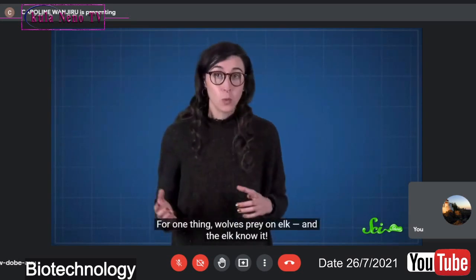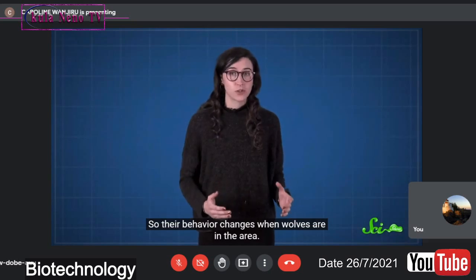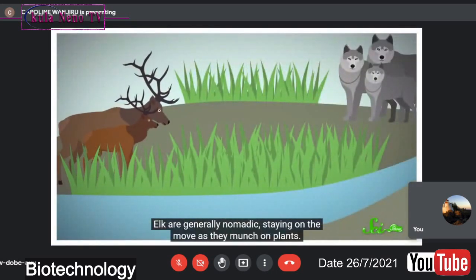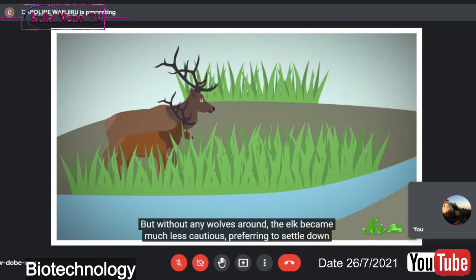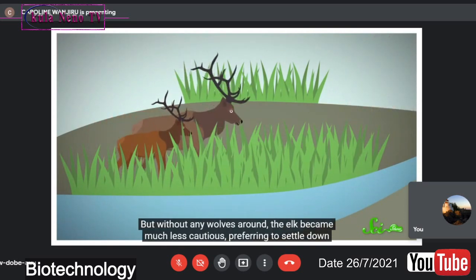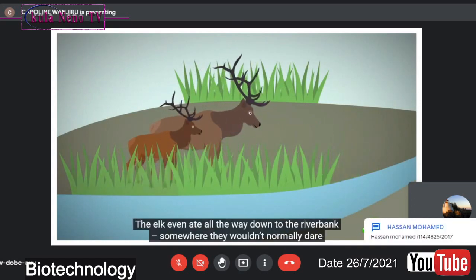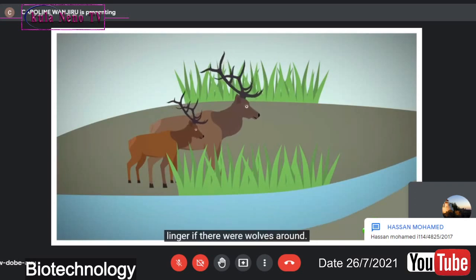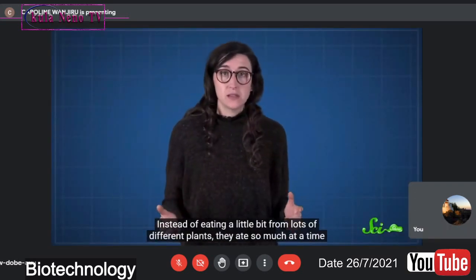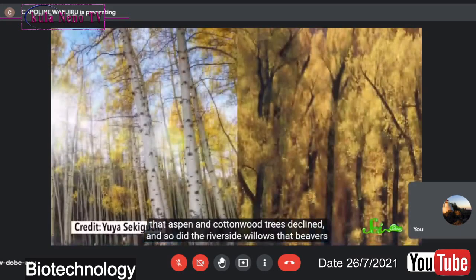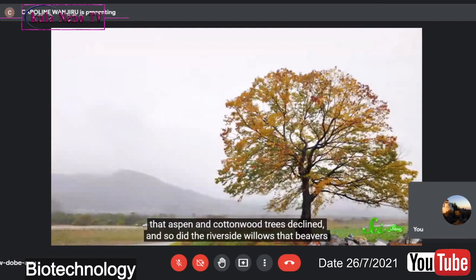For one thing, wolves prey on elk, and the elk know it, so their behavior changes when wolves are in the area. Elk are generally nomadic, staying on the move as they munch on plants. But without any wolves around, the elk became much less cautious, preferring to settle down and eat a lot in one place at a time. The elk even ate all the way down to the riverbank, somewhere they wouldn't dare linger if there were wolves around. Instead of eating a little bit from a lot of different plants, they ate so much at a time that aspen and cottonwood trees declined, and so did the riverside willows that beavers and some songbirds depend on.